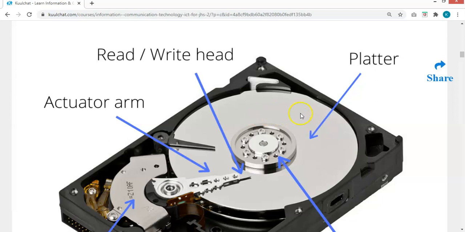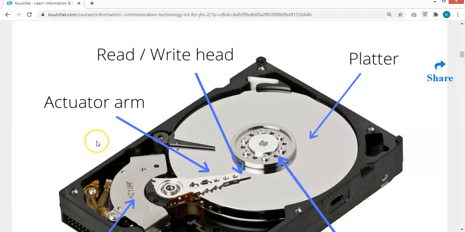It has an aluminum or glass coated surface in the disk, which is called the platter. This side is called the platter, the one that looks like the disc, the circular one, where we write our data. Then we have the read or write head. This head, which is used to either read or write our data, is called the read or write head. This one we are seeing over here, that's the name of it.